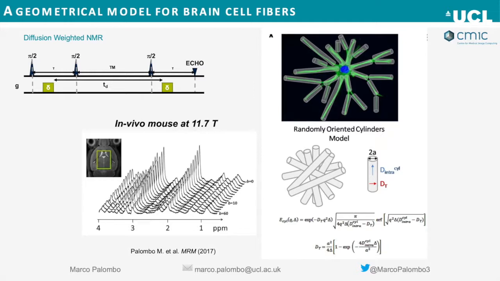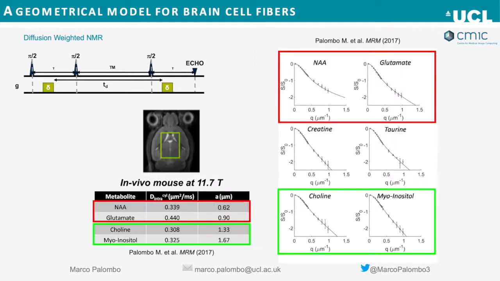To estimate the cell fiber diameter, we used a simple geometrical model of randomly oriented cylinders with a given radius. We showed that this model perfectly explained the measured b dependence of the signal and provided very reasonable estimates for the cell fiber radius, with glia metabolites reporting larger radius than neuronal ones.